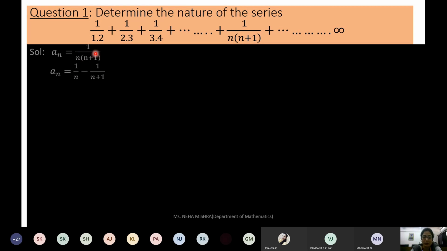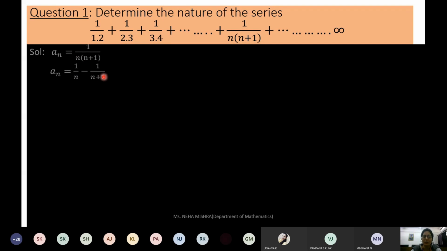Does anyone remember what the partial fraction method is? Yes, A by n plus B by n plus 1. Then we find the values of A and B and substitute. Then you'll get 1 by n minus 1 by n plus 1. Good. So basically, we are doing partial fractions. Whenever you get a series like this, where your nth term's denominator is the multiplication of some factors, then you have to apply the partial fraction method so that you can split the factors into different terms.